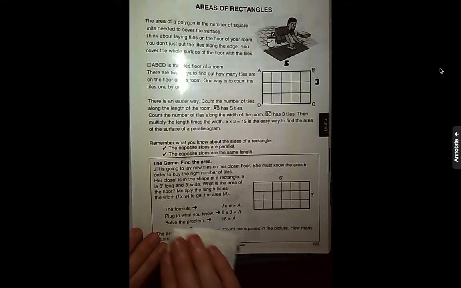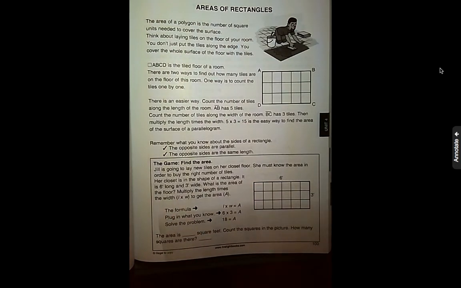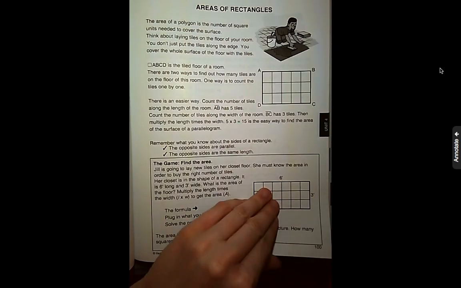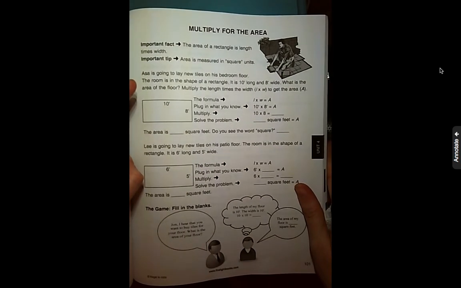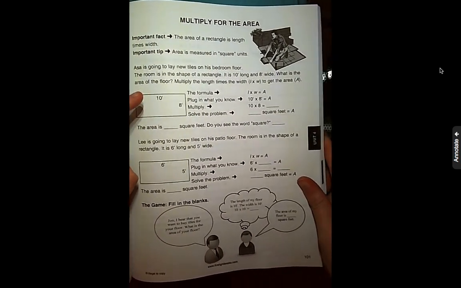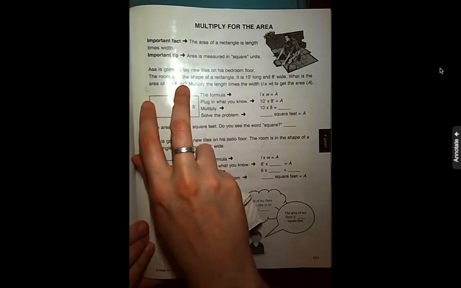I'm going to erase this sheet and then we'll move on to the next page. So multiply for the area. An important fact says the area of a rectangle is length times width. Here's an important tip. Area is measured in square units.